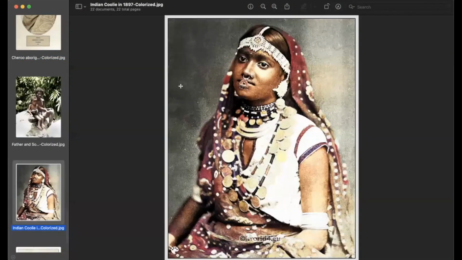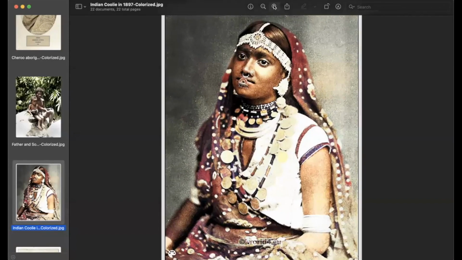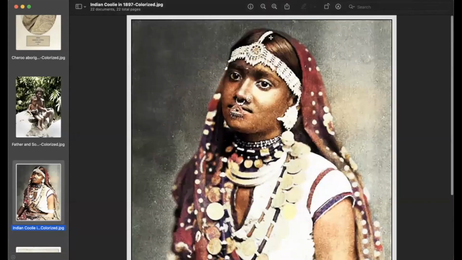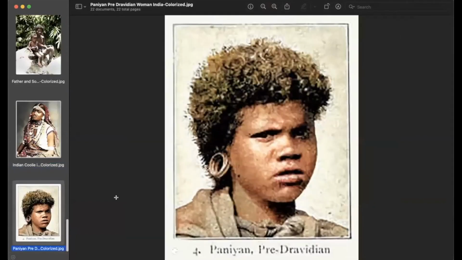And then we got an Indian coolie girl in 1897, Trinidad and Tobago, as you guys can see. All right, she's from India, but she's in South America. They were brought over there. And then we got from India, the Panijan region of India, her and her people, which says here in the picture pre-Dravidian, before the Dravidians got to India. Her people were already there, anciently already.